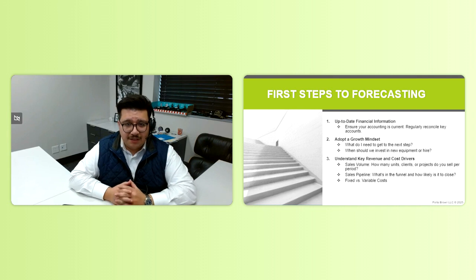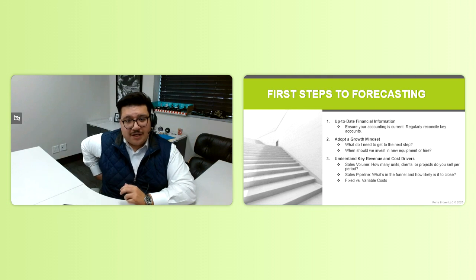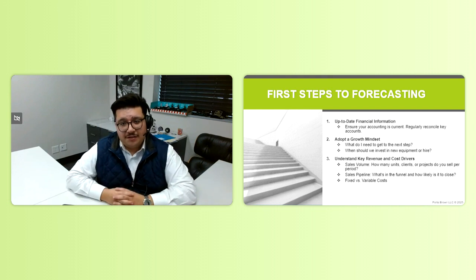So the first step that you need to do in order to start even the forecasting process is to ensure your accounting is current. You need to set a really good foundation of the information that you're pulling from your systems in order to forecast. If you do not have strong financials that are current, meaning you've reconciled key accounts and everything ties out on the balance sheet, you're not building your house on a strong foundation. You're not building your forecast on a strong foundation. So that's probably the first step. That's the most important when forecasting, is making sure that the data that you have in your accounting system is current and up to date.